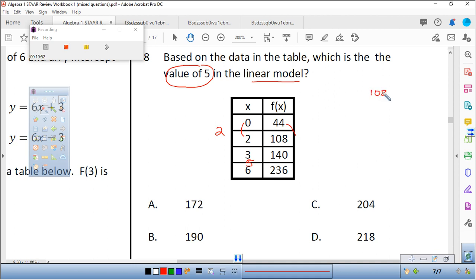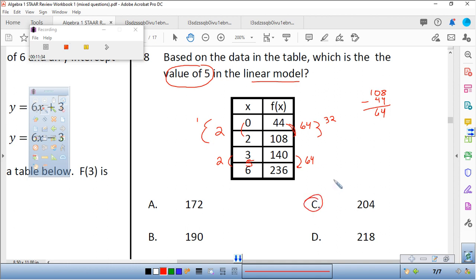It grew 108 minus 44, right? This becomes a 64. So you can say for every move, right, it's going to be 32. So from here to 5, we're going to add, you can say plus 2, right? So we can add 32 and 32, or we can add 64.